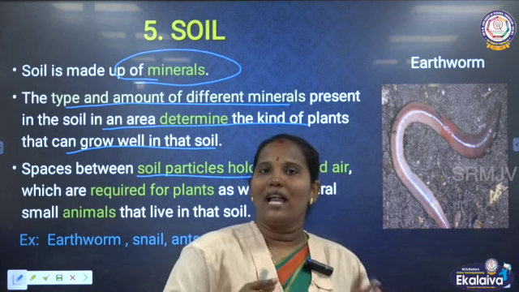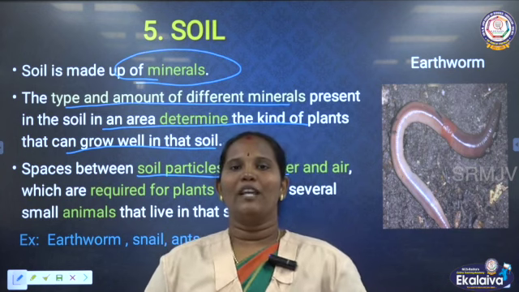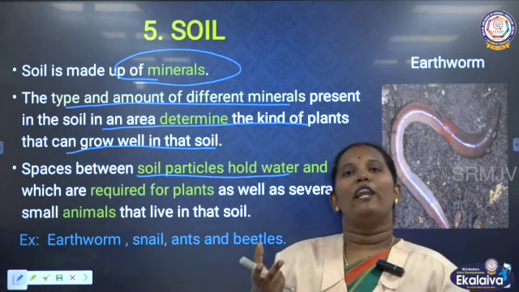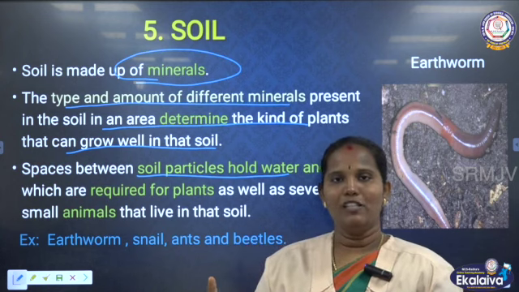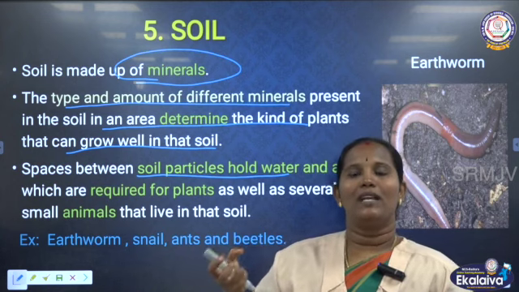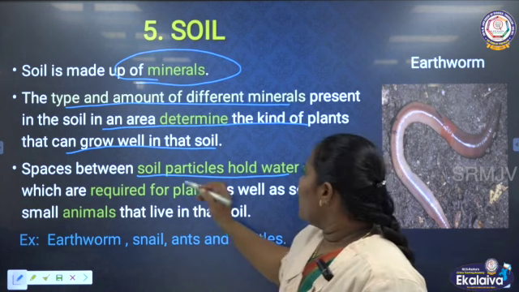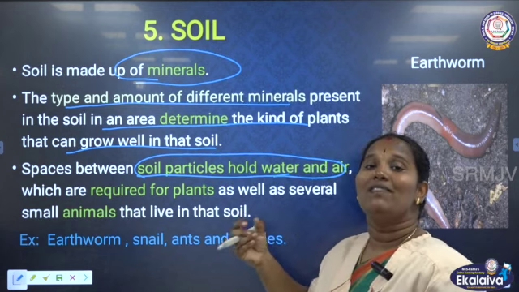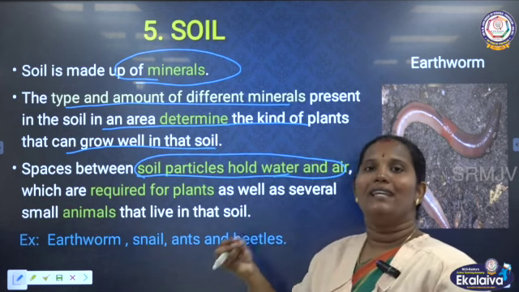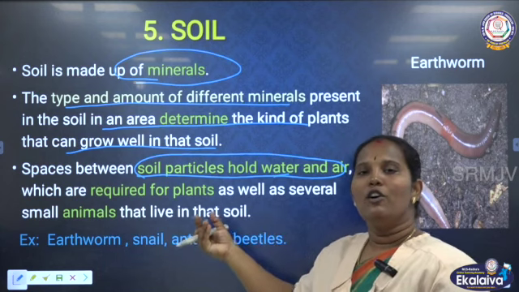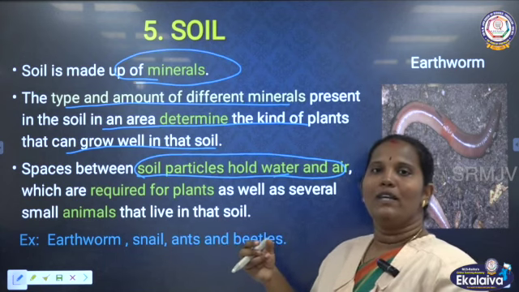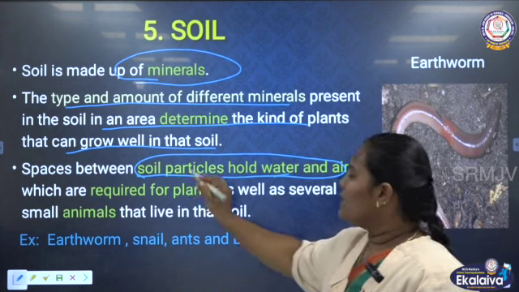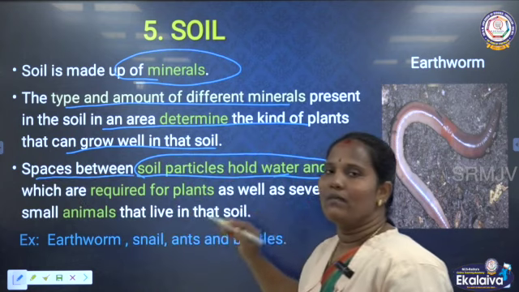In clayey soil and red soil, plants can grow well, because the spaces between the soil particles are very small, so they can hold a lot of water and minerals, and plants can easily get this water and minerals from there. As I told, soil particles can hold water as well as air. This water and air are very important for the growth of the root. Roots absorb the water and air content from the soil, so the spaces between the soil particles are very important.